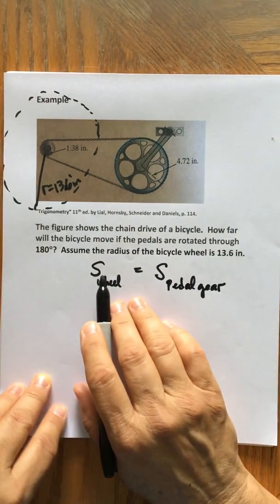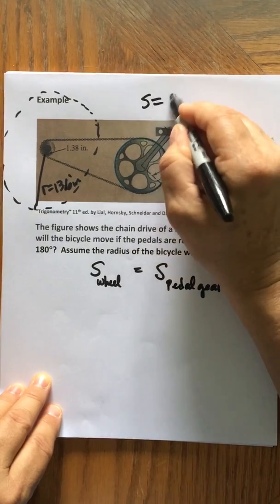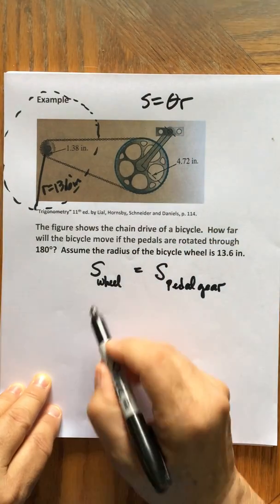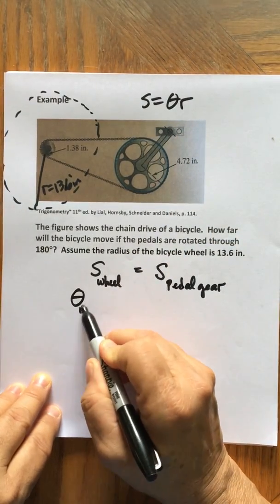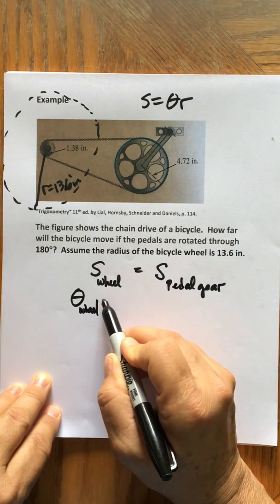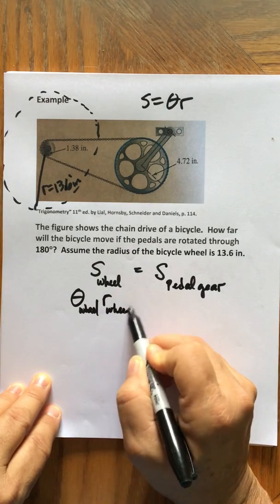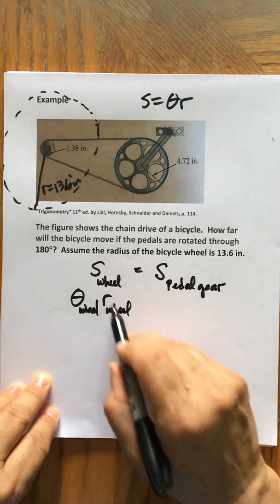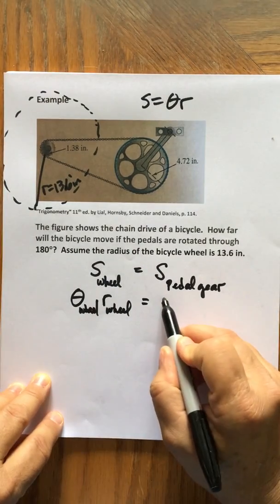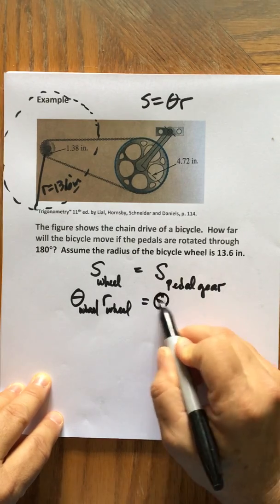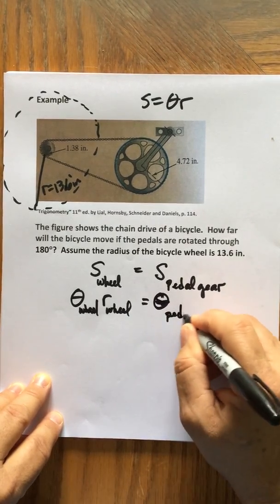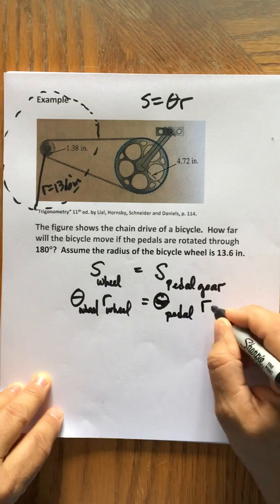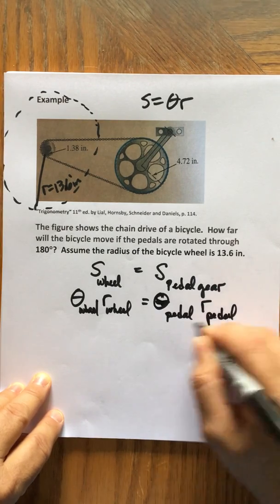Okay, but remember, s is equal to theta r as long as theta is in radians. So I can say theta of the wheel times the radius of the wheel. So theta 1 r1 is equal to theta 2 r2, if you will. I'm just putting in what they actually represent. Is equal to theta of the pedal times the radius of the pedal gear.